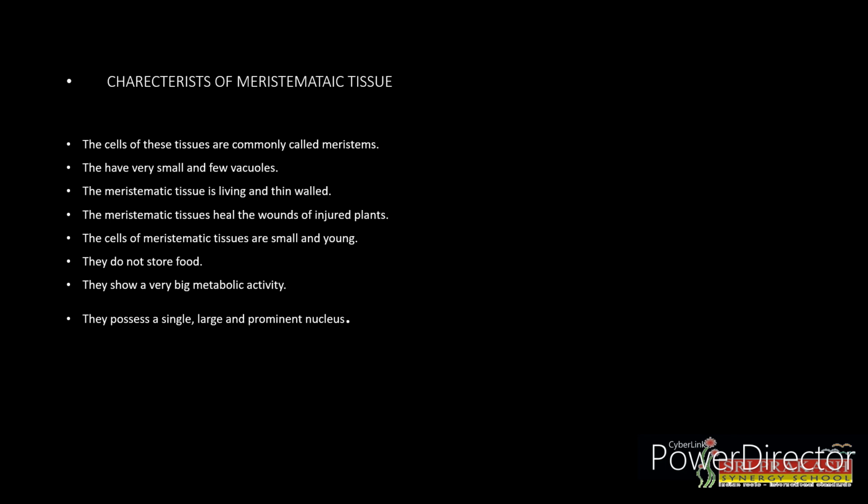Characteristics of meristematic tissue. The cells of these tissues are commonly called meristems. They have very small and few vacuoles. The meristematic tissue is living and thin-walled. The meristematic tissues heal the wounds of injured plants easily and in a limited time. The cells are small and young. They do not store food and they show very high metabolic activity. They possess a single, large and prominent nucleus.